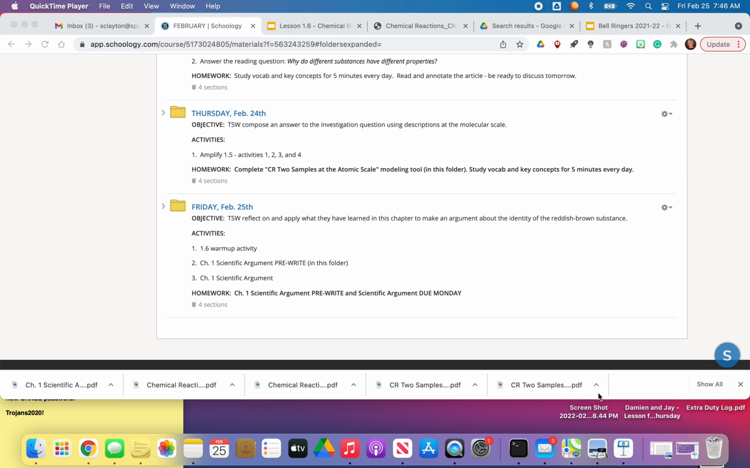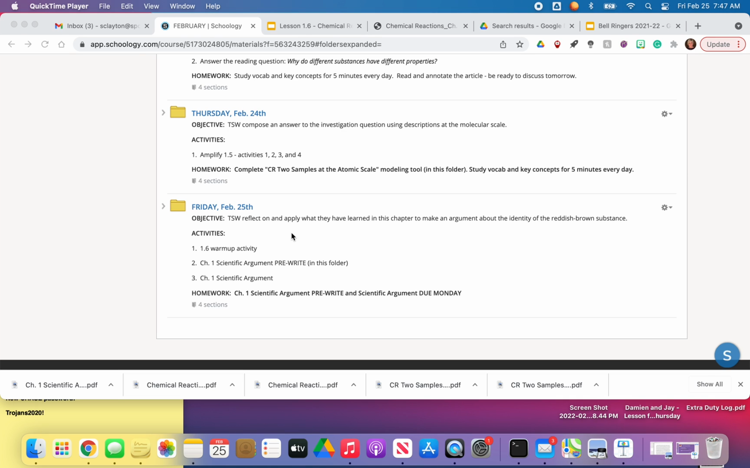The objective today is the student will reflect on and apply what they have learned in this chapter to make an argument about the identity of the reddish-brown substance. So this is the last lesson in chapter 1, and the ultimate ending is you're going to write a scientific argument identifying the substance. Chapter 1 question is, what is the reddish brown substance in the well?